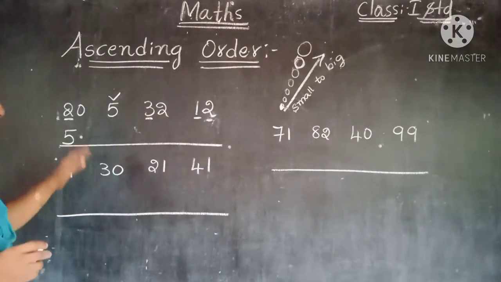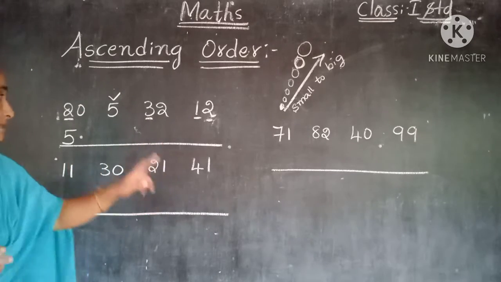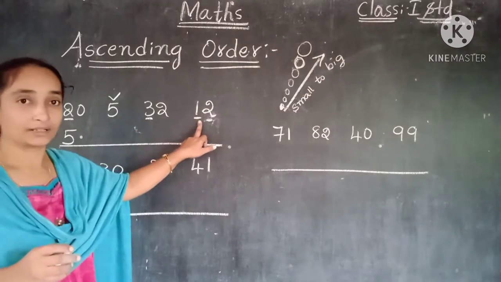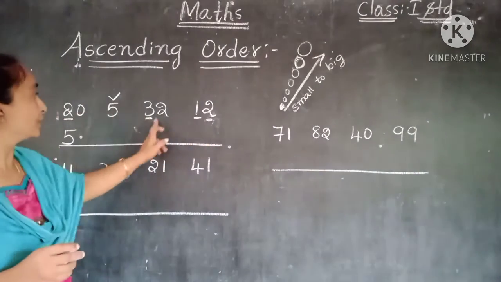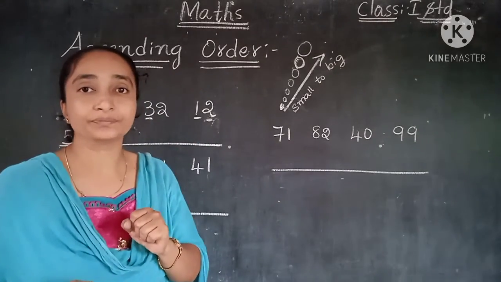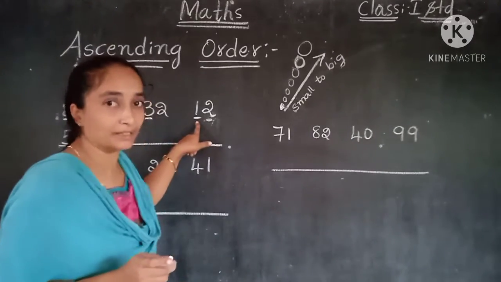So what are the numbers now? Don't go to the ones place. Children, first of all, only check the tens place. 2, 3, 1. Okay children? Which is the small one? Yes, obviously the 1 is the small number.